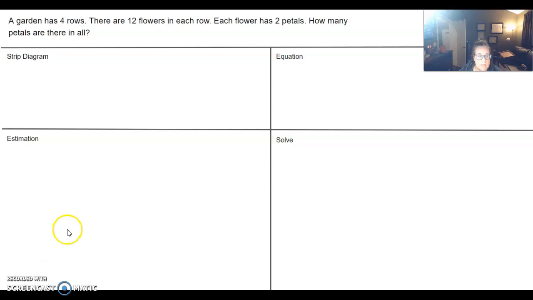Alright, so let's look at these two problems. So here is what the first one says. A garden has 4 rows. There are 12 flowers in each row. Each flower has 2 petals. How many petals are there in all?